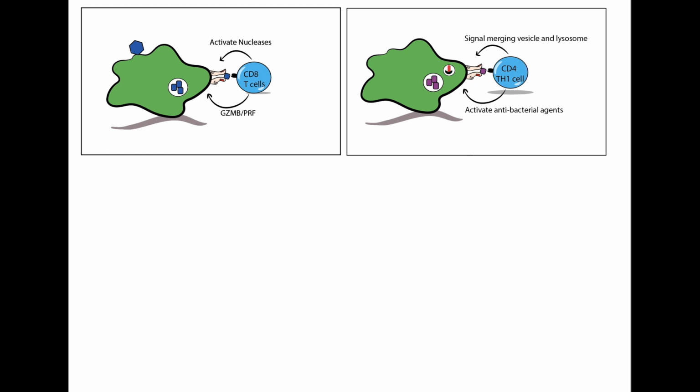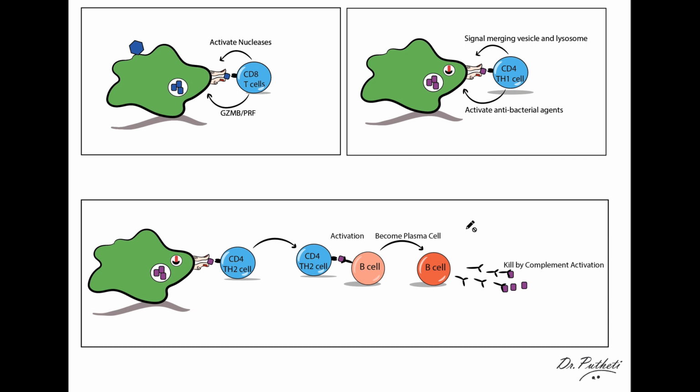Now let's look into CD4 TH2 cells. Now this is a lengthy process, because here you have a CD4 TH2 cell that is absolutely specific to this peptide. It gets signal 1. It also gets signal 2 from here, and this gets activated. Now this CD4 TH2 cell is activated specifically to this peptide, this antigen.